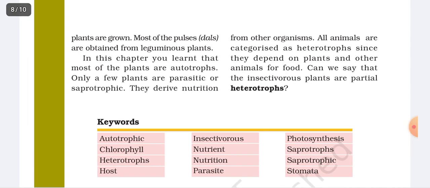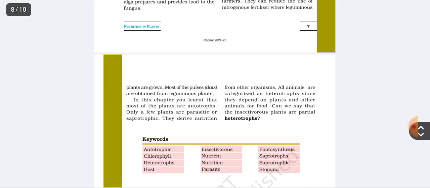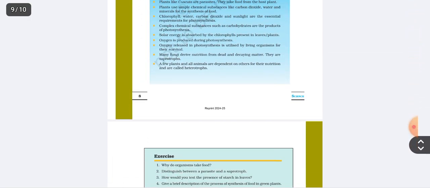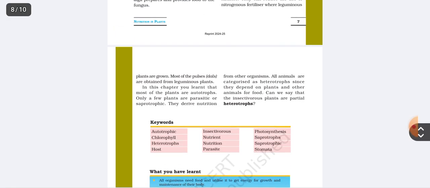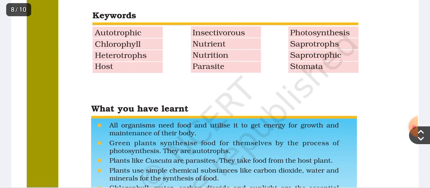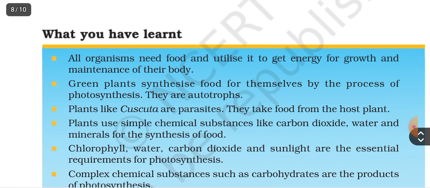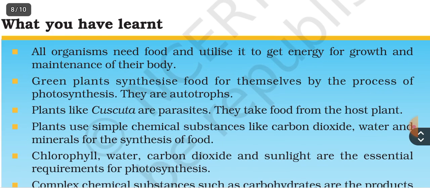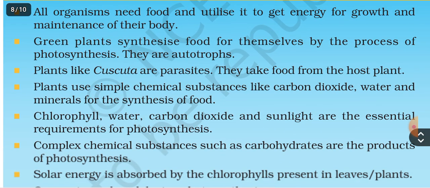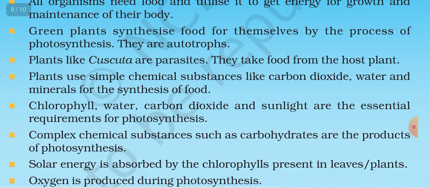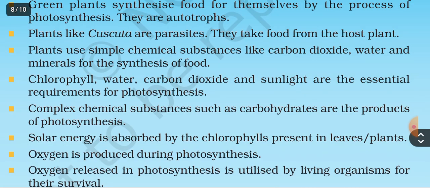All animals are categorized as heterotrophs since they depend on plants and other animals for food. All organisms need food and utilize it to get energy for growth and maintenance of their body. Green plants synthesize food for themselves by the process of photosynthesis. They are autotrophs. Plants like Cuscuta are parasites. They take food from the host plant.